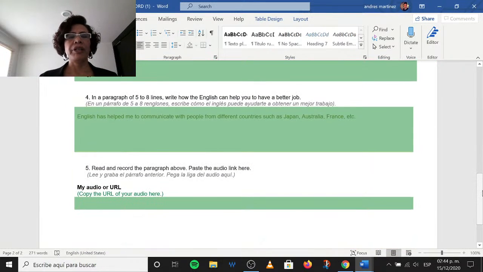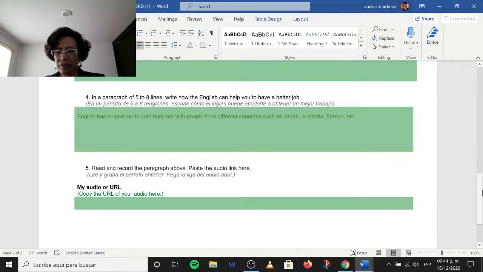Okay. Paragraph of 5 to 8 lines, you need to write how the English can help you to have a better job. In this section, I always share with you that English is a very helpful tool to communicate with people from different parts of the world. I have had the chance to visit several countries, and in all of them, at least a survival level of English is spoken. So you can communicate, and it's very rewarding when you have the chance to share about your country, about Mexico, how beautiful the people, our culture, our food is.